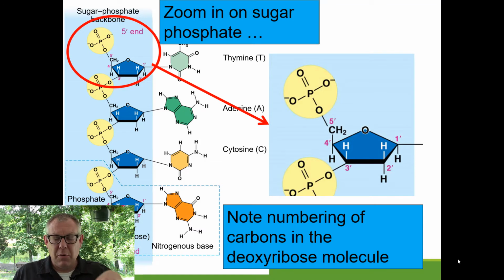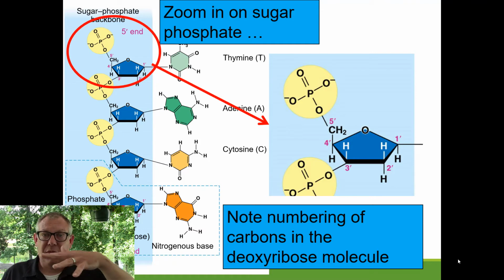They're numbered in clockwise fashion, starting with 1. It's actually 1 prime, so that little apostrophe with the number, they call that the prime. So you've got 1 prime, 2 prime, 3 prime, 4 prime, 5 prime. And they're always numbered in this manner. And this way we can talk about what's going on at each carbon. For example, you notice that the 5 prime carbon is actually sticking up.